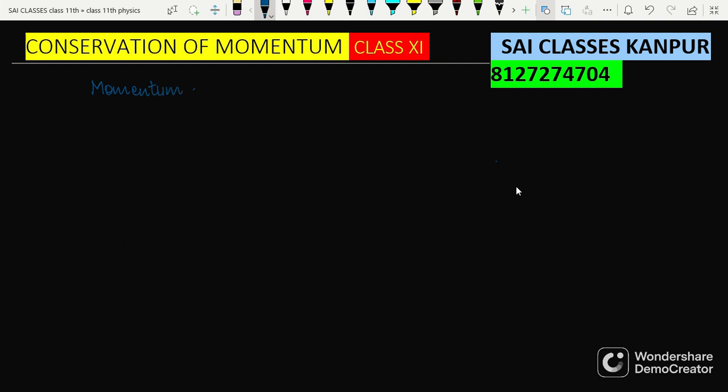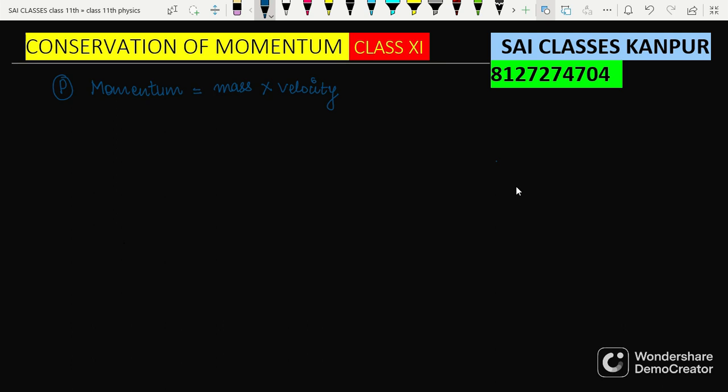A question arises, what is momentum? Momentum is represented by the symbol P. Momentum is simply the product of mass and velocity, mass into velocity. This is exactly what you need to know: momentum is equal to mass into velocity.